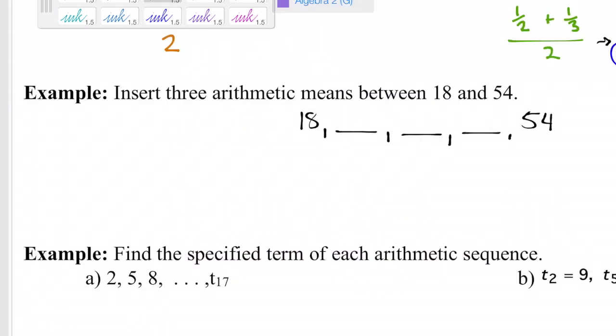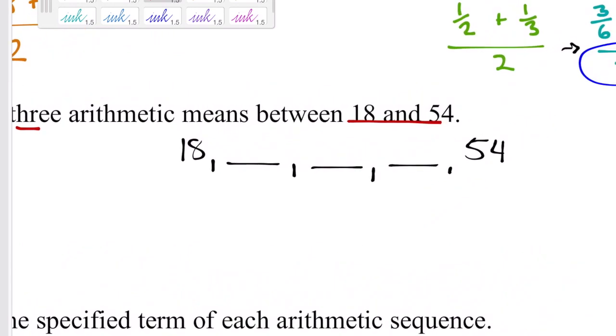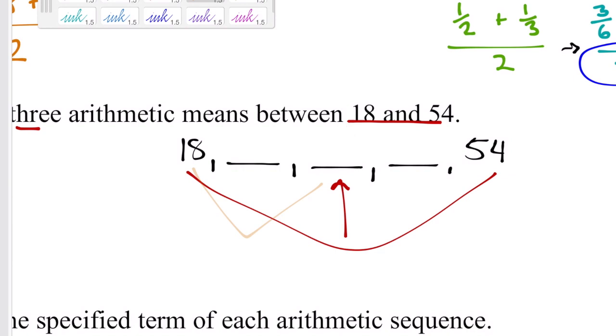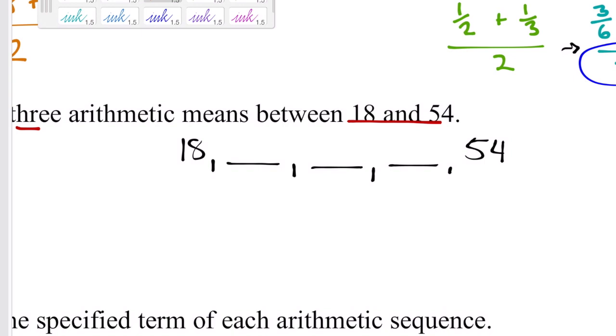Our next, they want us to insert 3 arithmetic means between 18 and 54. So we have 3 numbers in between. This you can do the same, adding these two together, dividing by 2 to get our middle. You can add those two together, divide by 2 to get that one, so on and so forth. But it's not always going to be that nice where you have a clean middle. So instead, I'm going to show you how to do it a little bit differently. Knowing it's arithmetic, that means I'm adding by the same number every single time in order to get from one to the next.